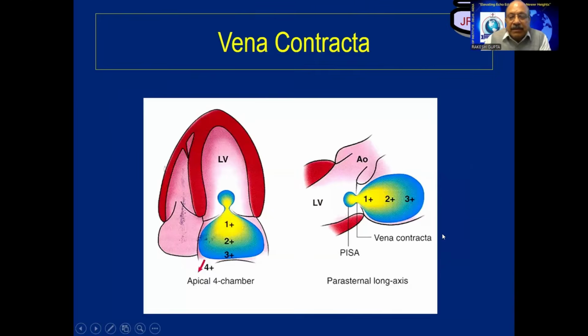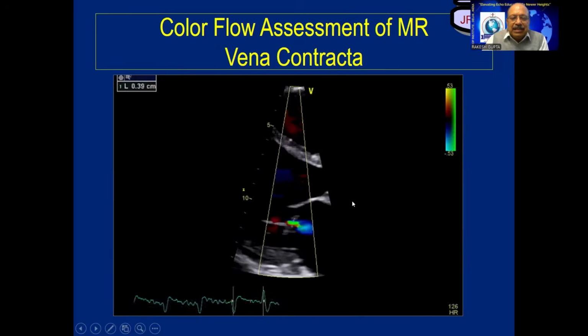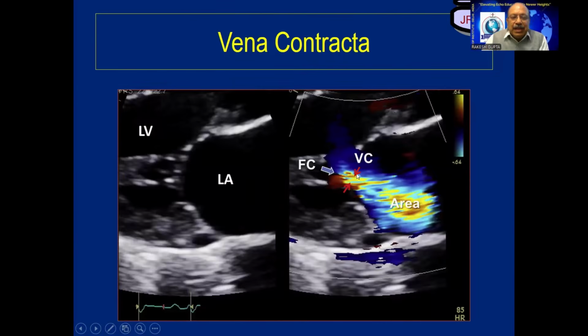Let's go back to the picture again. So this is the vena contracta, the narrow neck of the jet through which the MR is happening. And this is what we are measuring, mild, moderate, severe. And this is flow convergence. So we are measuring vena contracta at the neck during systole, when the LV is contracting and the jet is going back into the LA. Now this is flow convergence, vena contracta, and this is MR area.